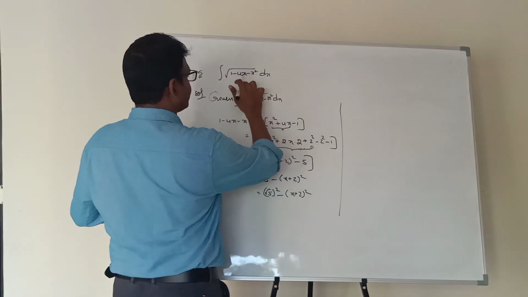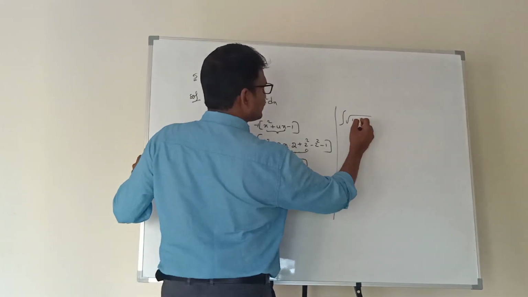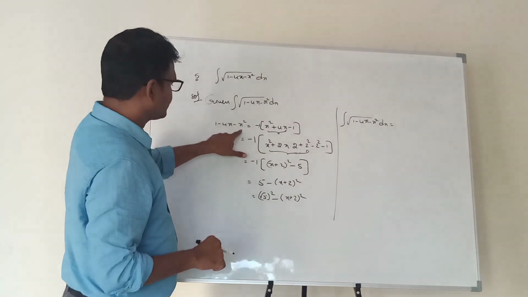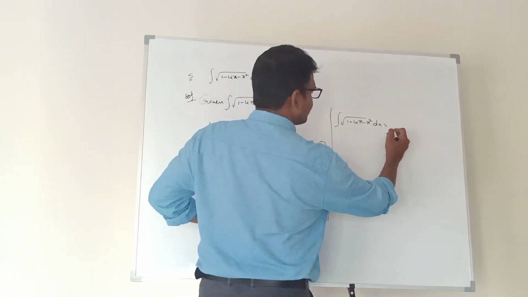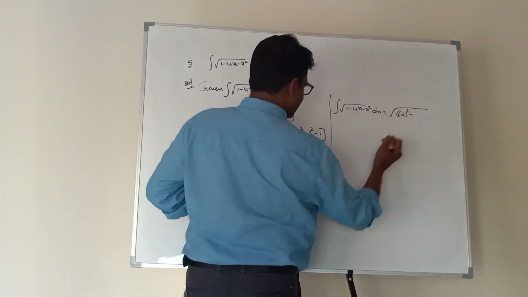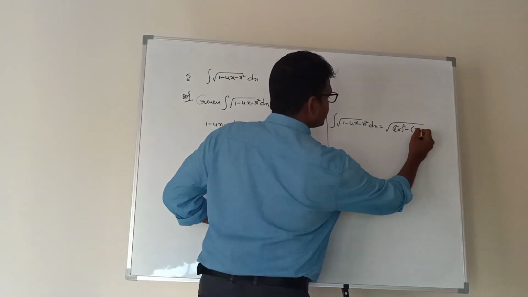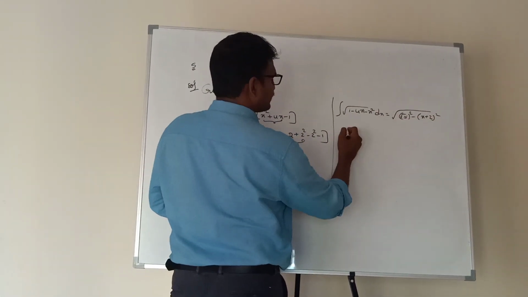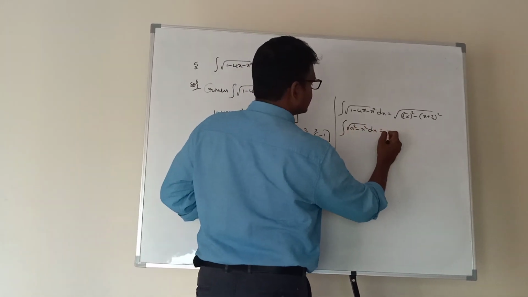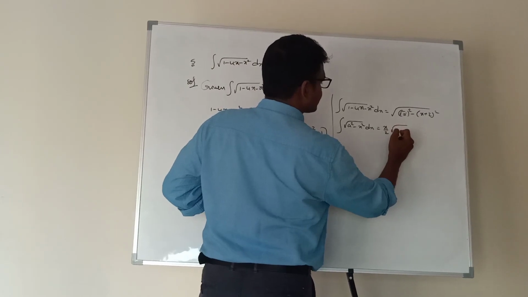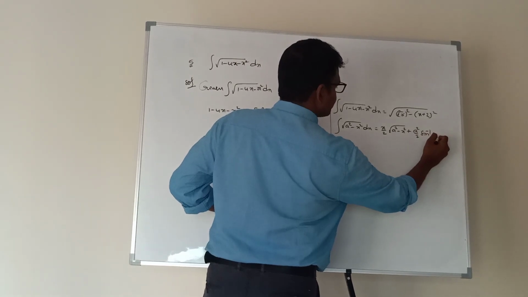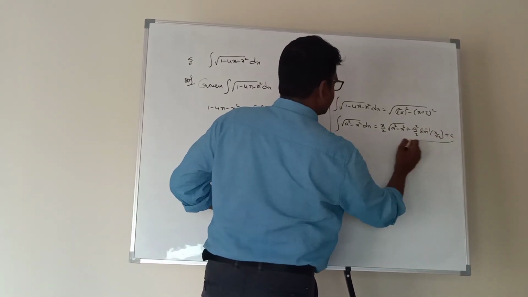By substituting in the given problem, root of 1 minus 4x minus x square dx, after simplifying what did we get? Root of root 5 whole square minus x plus 2 whole square. Again this is in the form of integral of root of a square minus x square dx, so x by 2 into root of a square minus x square, plus a square by 2 into sin inverse of x by a, plus c. This is the formula.